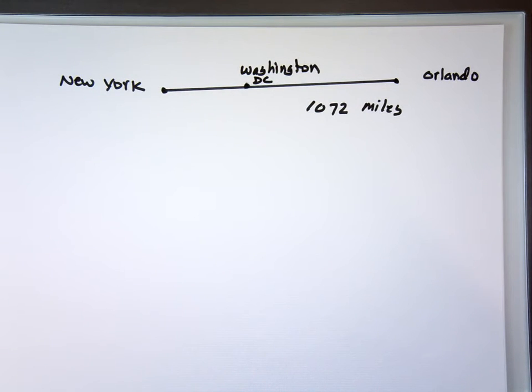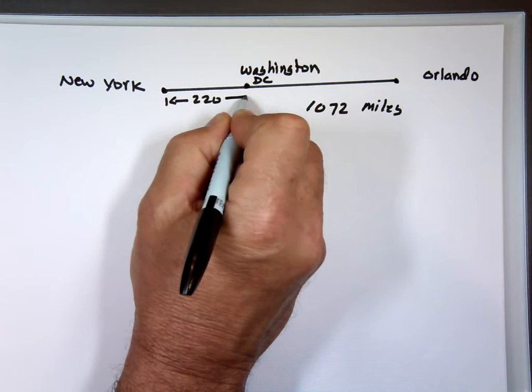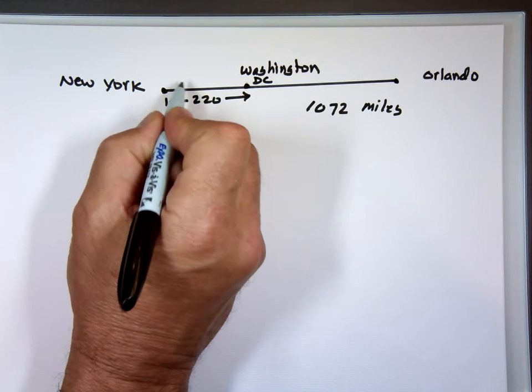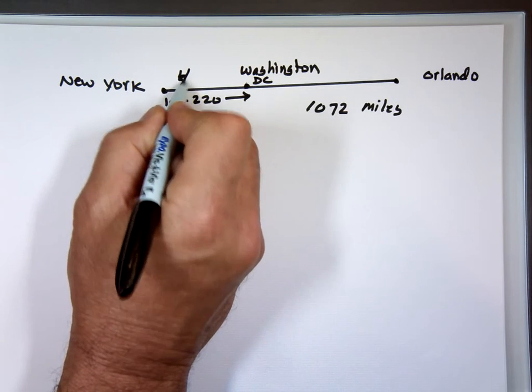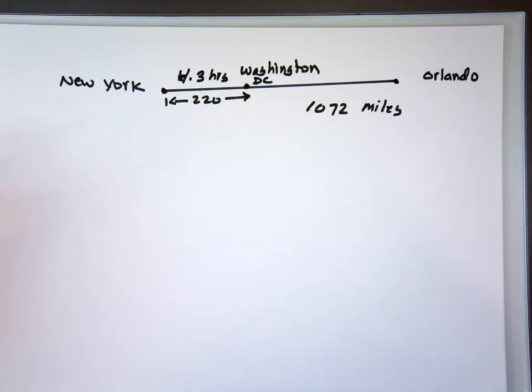From New York City to Washington, D.C., the distance is probably somewhere around 220 miles. So you drove 220 miles so far from New York City to Washington. And let's say it took you 4.3 hours. And you plan to get up in the morning the next day and drive all the way from Washington to Orlando.